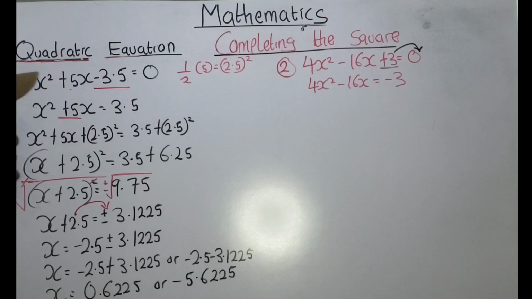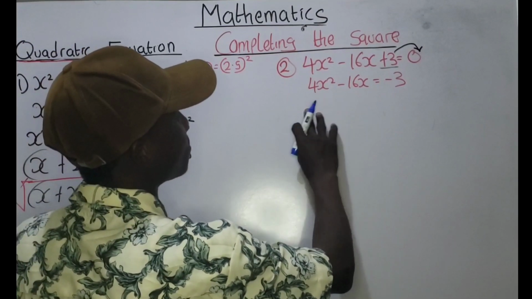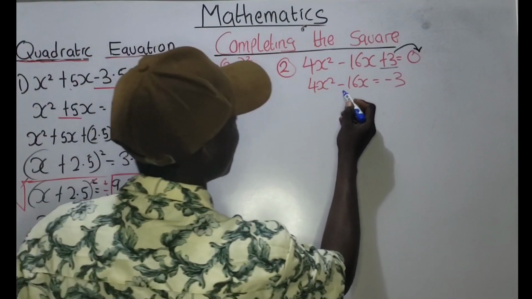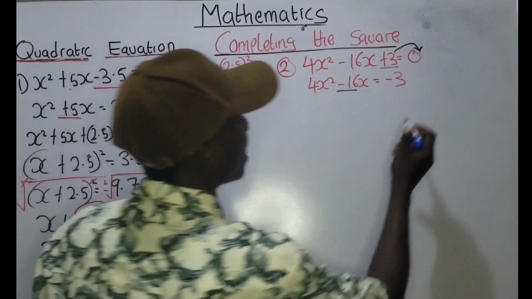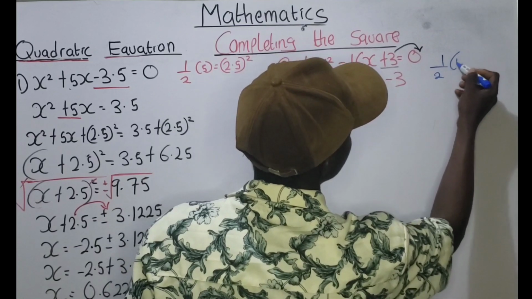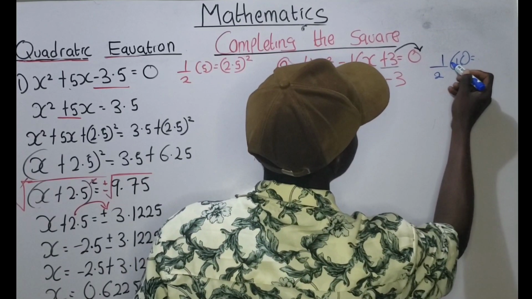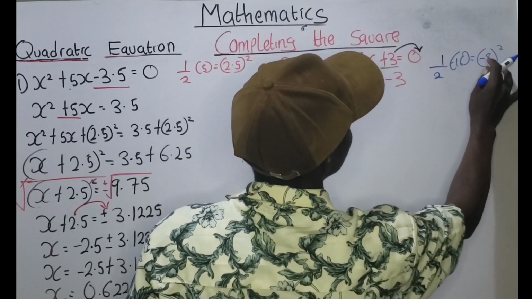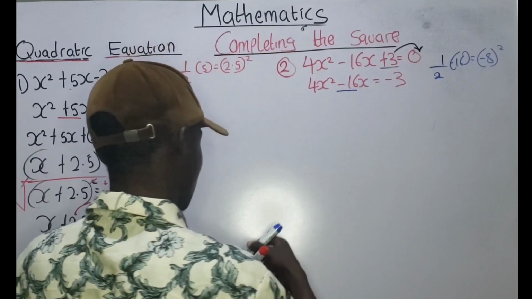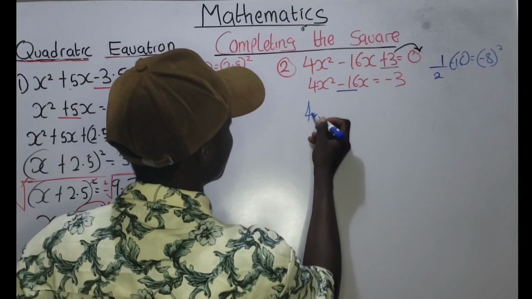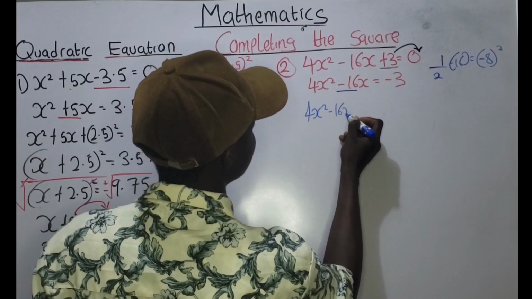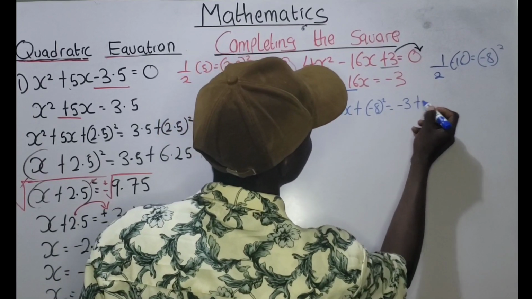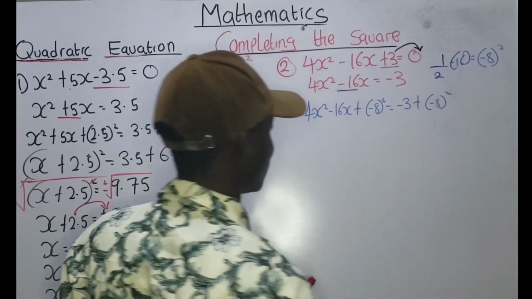Please just pay attention, you're going to understand. Having gotten to this point, the next step is that we have to take half of the second term. The second term here is negative 16. Half of negative 16 is negative 8. So I'm going to square negative 8 and add it to both sides of this equation. The equation becomes 4x squared minus 16x plus negative 8 squared equals negative 3 plus negative 8 squared. Do you understand?